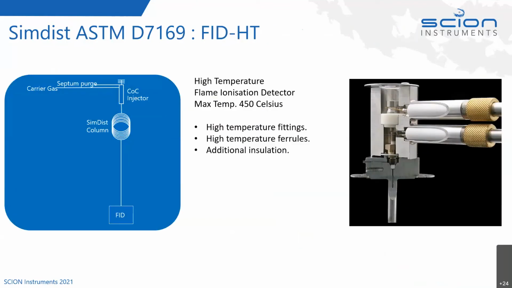So here's a cross-section of an FID. It's a high temperature FID. What we've taken is our standard FID. We've put some high temperature fittings inside it, high temperature ferrules inside it, and added some additional insulation so that we can get a higher maximum temperature out of it of 450 degrees Celsius. It's a flame ionization detector, much like others, that will use a hydrogen flame. So we've got hydrogen flowing in with the air and a makeup gas. And when the sample burns, we'll get some ionization, and we'll measure the signal with the FID. So it's a straightforward FID detection, but with some high temperature fittings and ferrules.